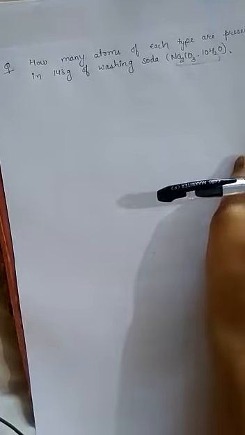Our third numerical is: how many atoms of each type are present in 143 gram of washing soda? This is the formula of washing soda, Na2CO3.10H2O. You have to calculate how many atoms of each type, that is sodium, carbon, oxygen, hydrogen, are present in this formula. So to calculate this, first you have to calculate the number of moles. From there we will calculate the number of atoms.